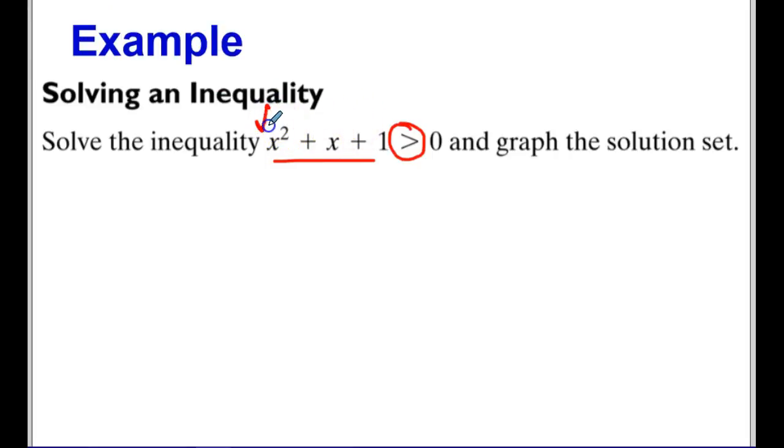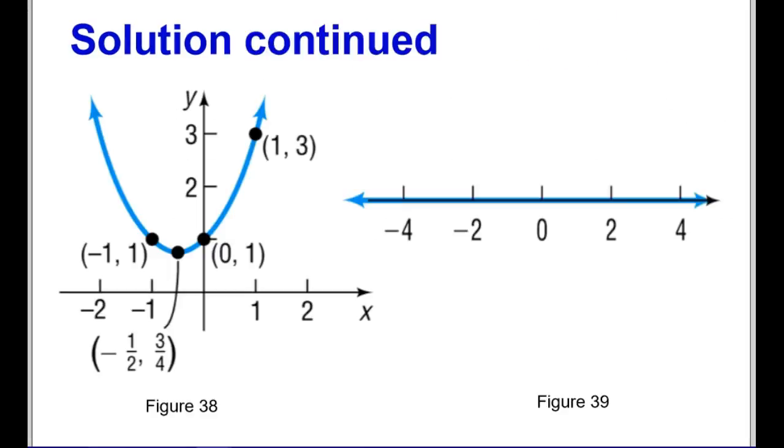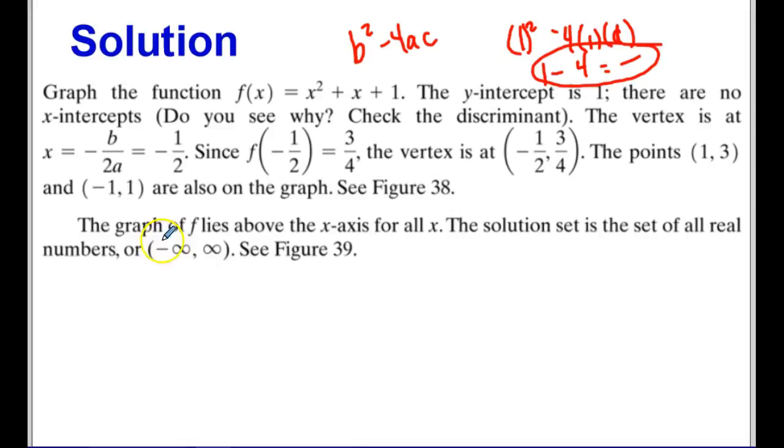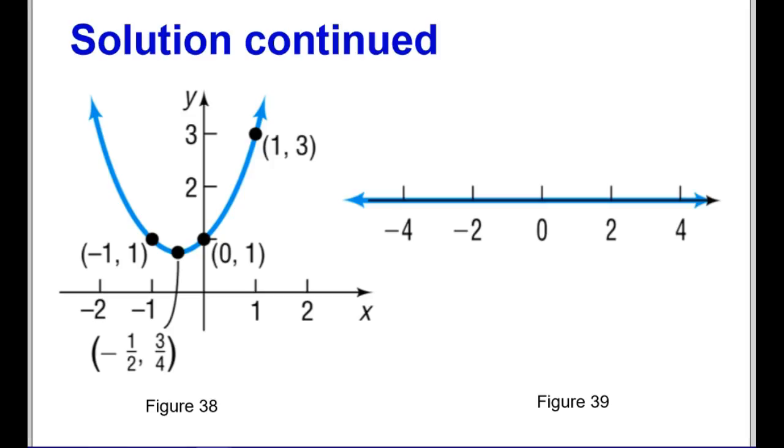I can also look at my a value here, which is positive, which tells me it opens up, so it tells me that it's all above the x-axis. So all real numbers would be my solution set. And that, again, we can write in interval notation, right? And we can also use our number line to show that as well.